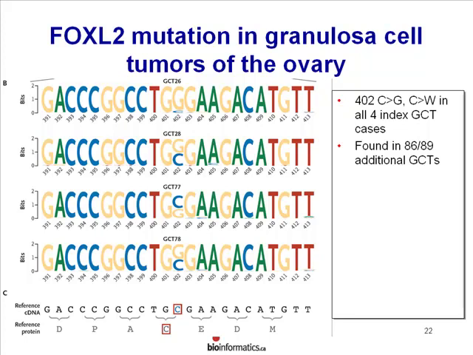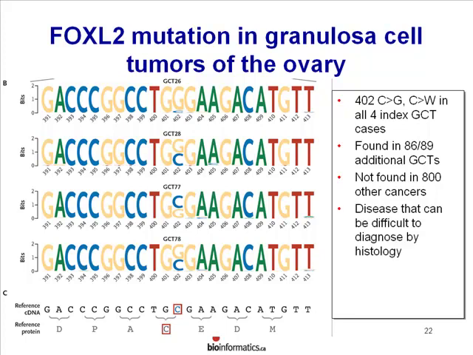Because it was so specific and at the same position, we were able to design an assay that just looked at that position in all the other cases that we received. Then we used this assay and profiled 800 other types of cancers, including breast cancer, other ovarian cancers and lung cancer, and it wasn't present there.